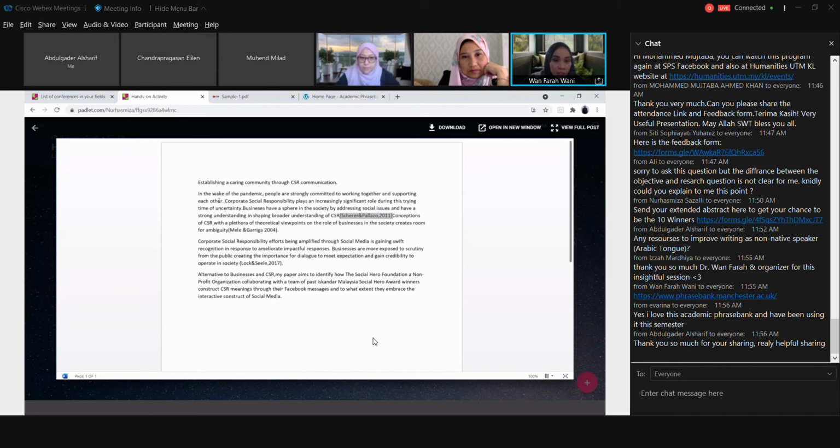For an abstract, this is quite long. You've got to shorten it because you are building up. In an abstract it's just enough to have one or two hooking statements and then go straight to the point of what you are making in the report. CSR efforts, because you have already made the acronym, you don't have to put it in full again. Efforts being amplified through social media.